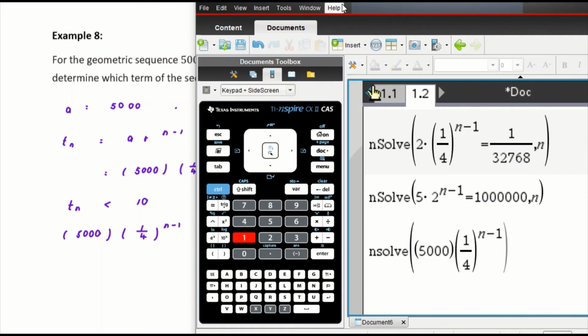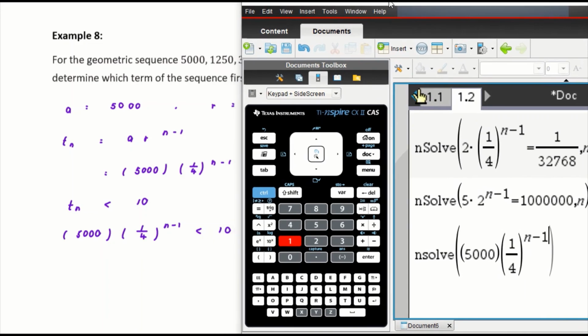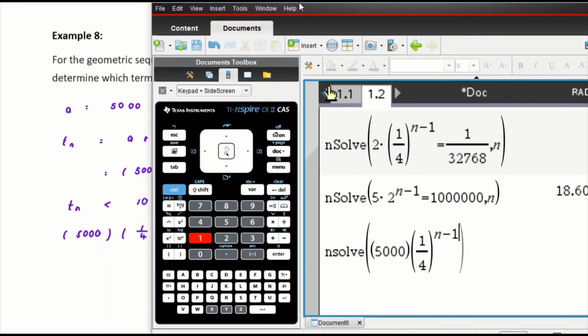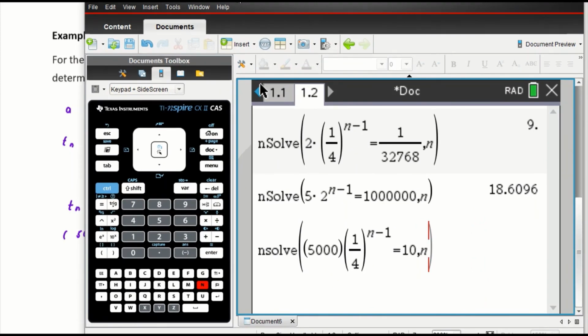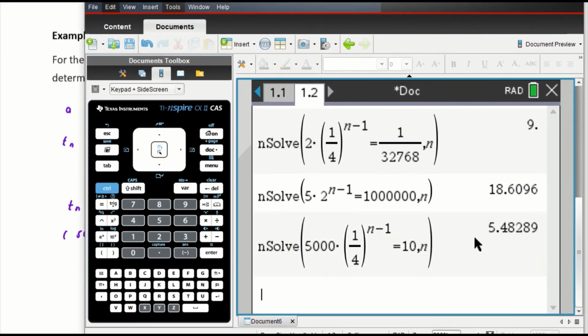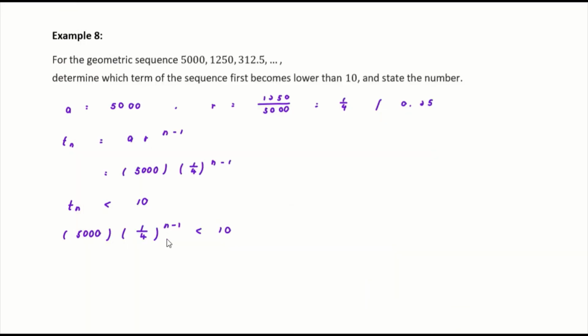So you're just putting the whole thing the same, but it's just that the smaller than, greater than, don't care about that. So equals to 10. Okay, same thing. The variable that you want to solve here is also your n, right? So comma, then n. Then enter, then you should be able to get your n value. Okay, so the n that you get is 5.48. So same thing when we go back. So n is greater than 5.48. So which means that the first term that is lower than 10 is like the term after the 5.48 term.